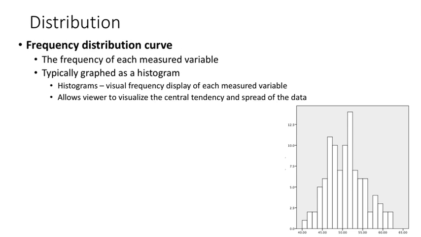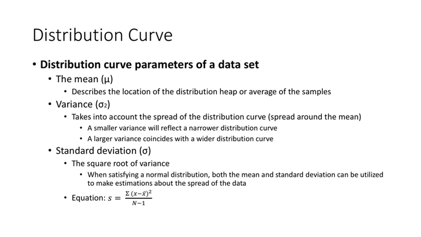What we do want to look at, however, is our frequency distribution curves, and we will do that later on. We'll let R teach us how to graph some of this data, and it's typically viewed as a histogram, which is a visual frequency display of each measured variable, and it allows us to visualize the central tendency of the data. That particular diagram down there would be a pretty normal-looking distribution.